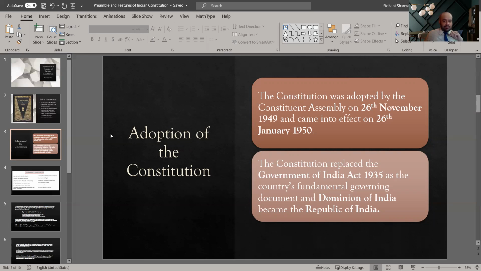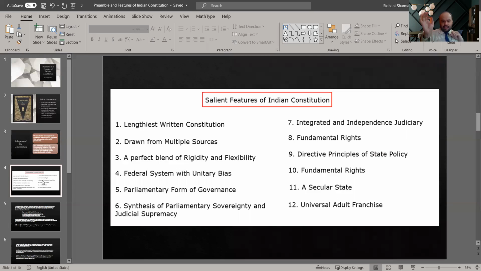So, without much ado, I'll be moving to my next slide. When we discuss the salient features of Indian Constitution, there are several features, and they cannot be accommodated in just one slide. So I have taken a list of all the features and took these 12 major features that we will be discussing today.